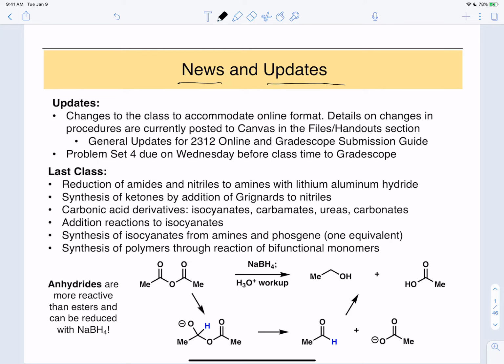I think most of these elements have been detailed in two documents that are on Canvas now. That's general updates for 2312 online and Gradescope submission guide that's found within the handouts and files sections of Canvas.